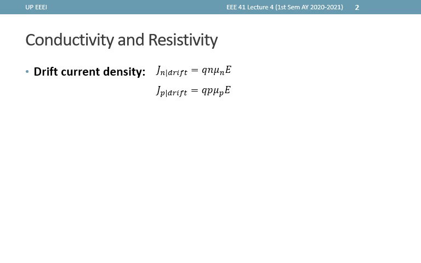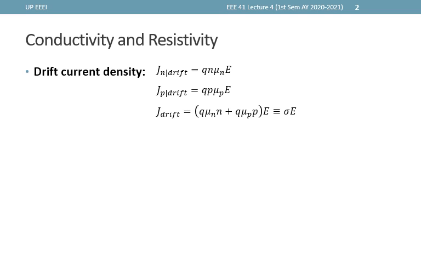So we have already derived or shown the equation for the drift current densities. These are current densities for drift of electrons and holes, in amperes per square centimeter. For electrons, we have Q, n, mu n, and E. And for holes, Q, p, mu p, E, where mu is the mobility.